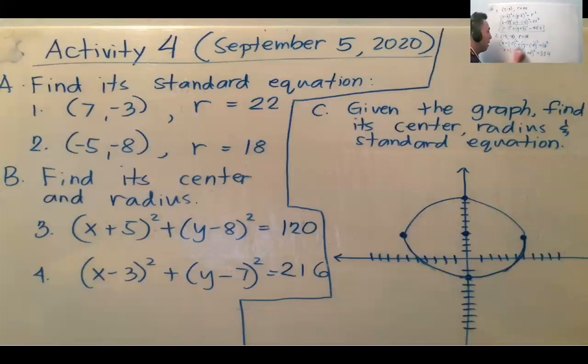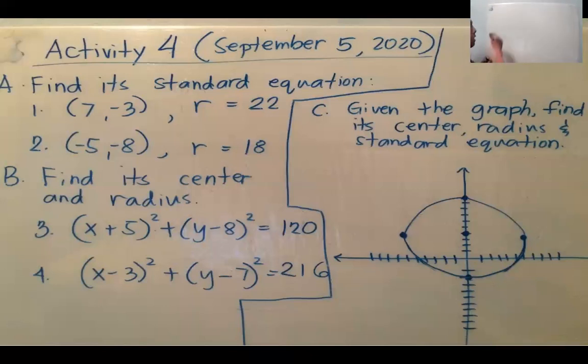So 324. So for number 2, we have x plus 5 squared plus y plus 8 squared equals 324. Screenshot 5, 4, 3, 2, 1. Okay. Let's proceed to letter B.